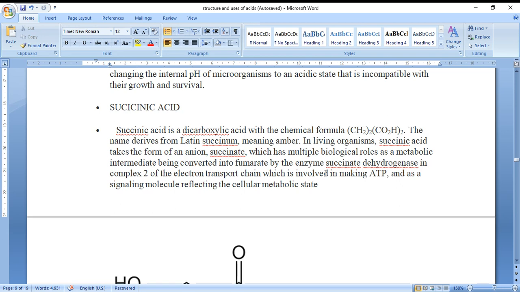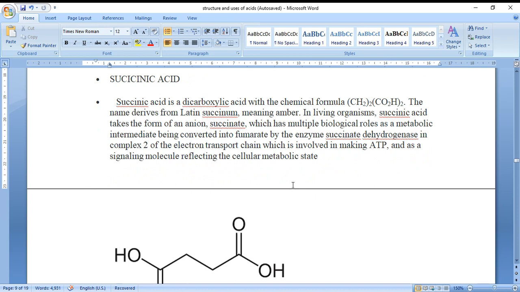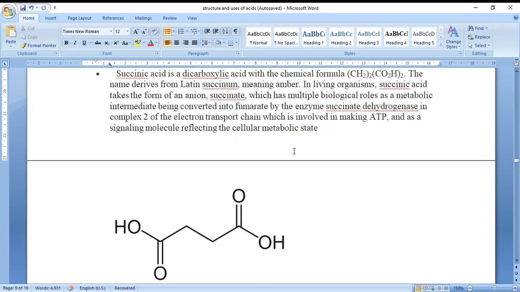In the same case, organic molecules or organic compounds are produced naturally, but they are produced in very little quantities. So in order to get a larger amount, generally we go for synthetic methods. I think you people got my words, isn't it? It has multiple biological roles, and it is a metabolic intermediate converted into fumarate by using succinate dehydrogenase. I think people got the idea, isn't it?